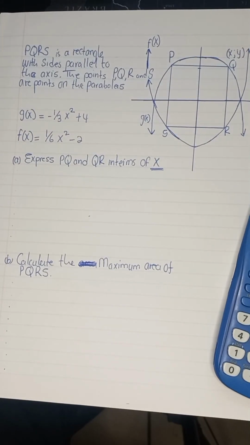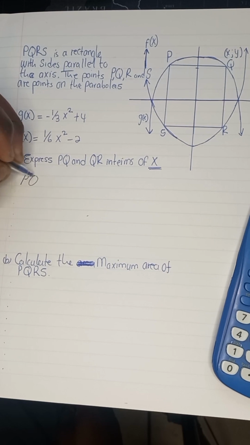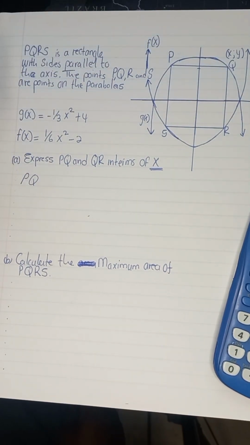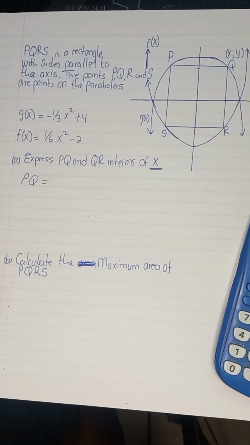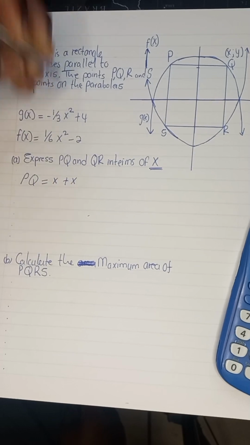For this one, you might have to really pay attention because it's optimization, which is calculus, especially for grade 12. So here we are required to calculate and express PQ and also QR in terms of x.